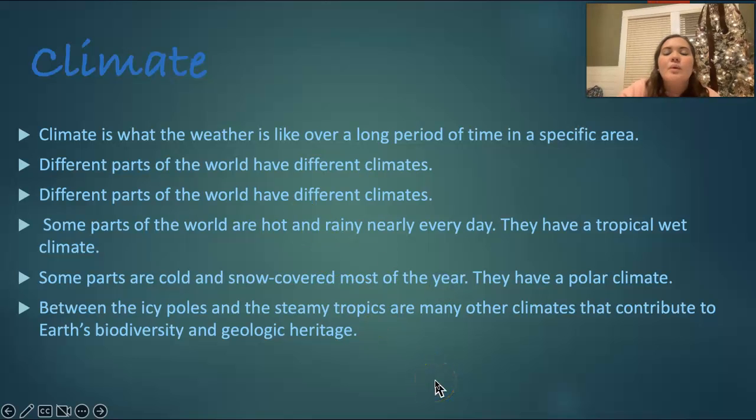Climate. Climate is what weather is like over a long period of time in a specific area. Everywhere has different climates. Some parts of the world are hot and rainy nearly every day. Those are what's called a tropical climate. Some parts are cold and snow-covered most of the year, and that's what's going to be a polar climate. Between the icy poles and the steamy tropics are many other climates that contribute to the Earth's biodiversity and geological heritage.